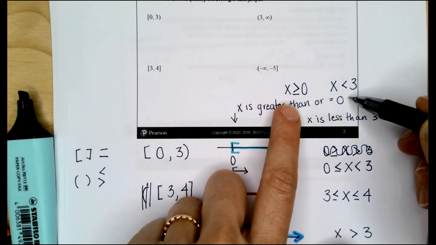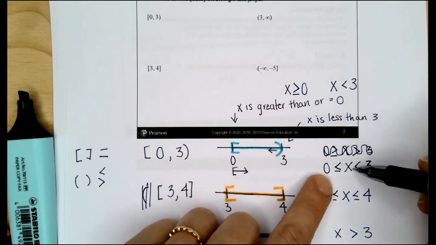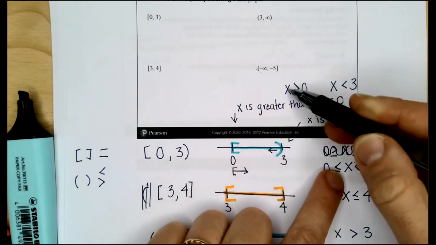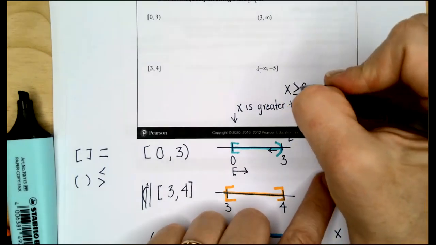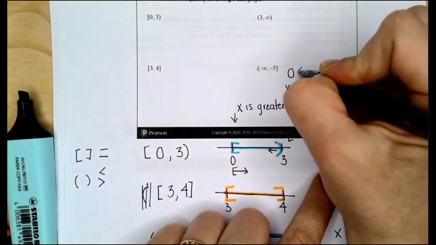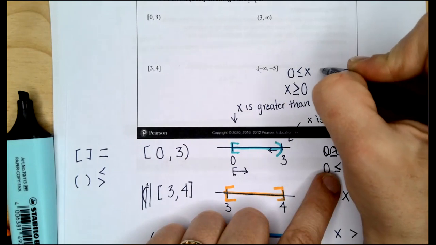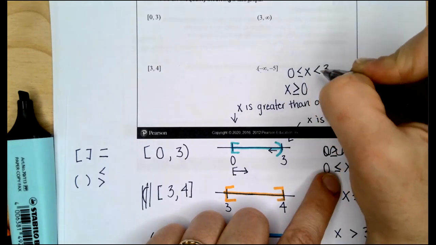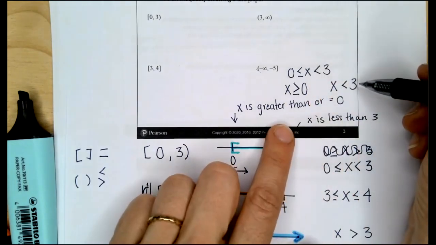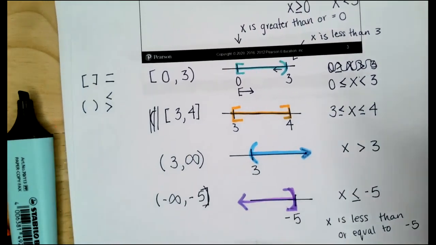Good. And then to make it match, to make it look real fancy, we put the X in the middle, and so we just flip that one around. X is greater than or equal to 0. 0 is less than or equal to X. X is greater than, sorry, X is less than 3. So maybe that's another way to do it.